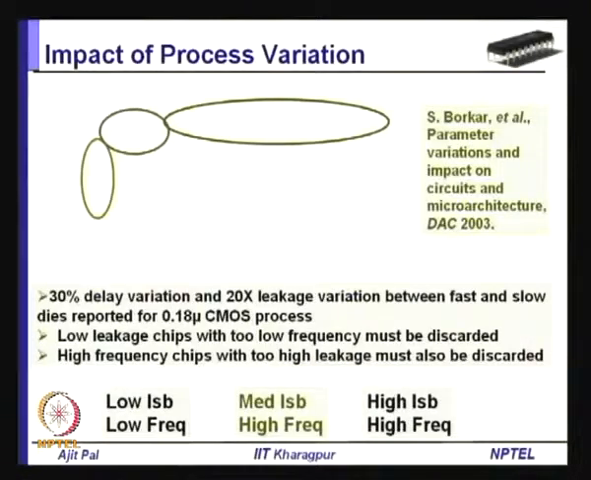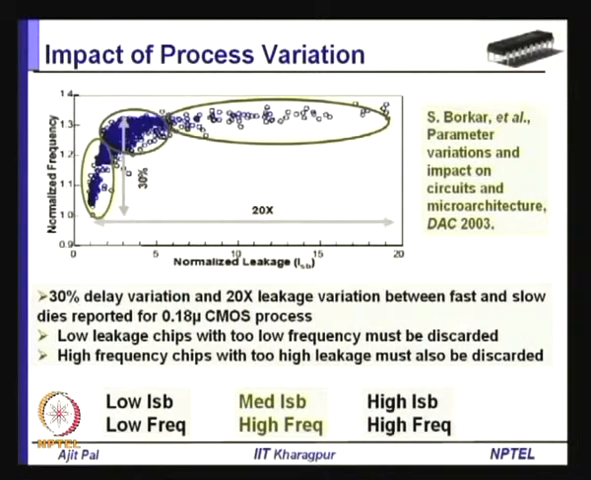Okay. And here is the impact of process variation. This has been taken from a paper by S. Borkar et al., "Parameter variations and impact on circuits and microarchitecture." So, as you can see here, the variation of the normalized leakage and normalized frequency, these two have been plotted. So, you can see that 30% delay variation.